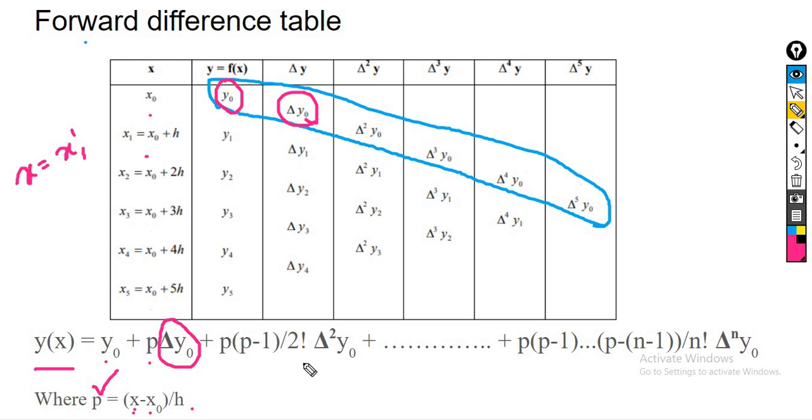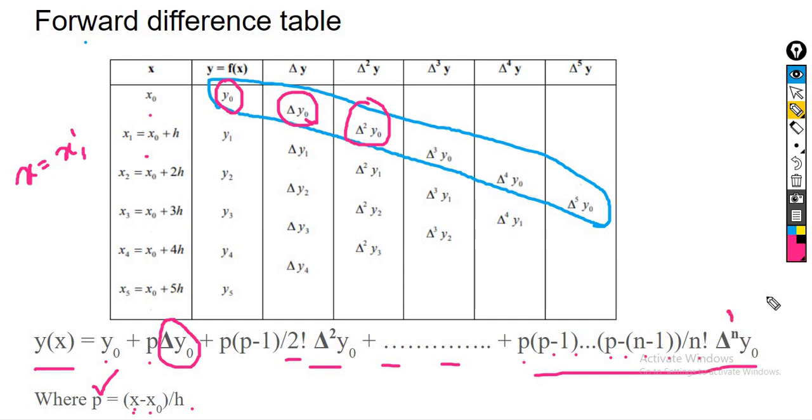Then the third term will be p into p minus 1 whole divided by 2 factorial. 2 factorial is 1 into 2. Then this will be for second order. So you can write it for the third order, the fourth order, up to nth order. So what will be there in the nth order? p into p minus 1 into p minus 2 up to p minus n minus 1, whole divided by n factorial.